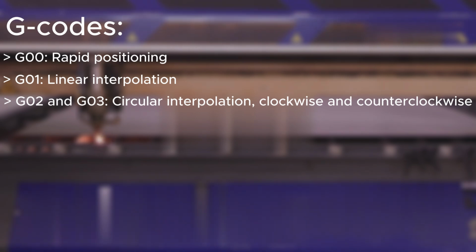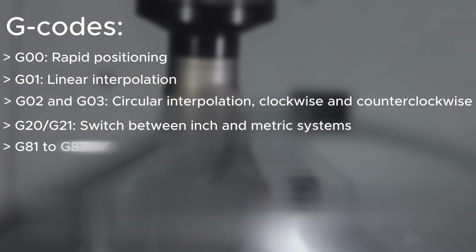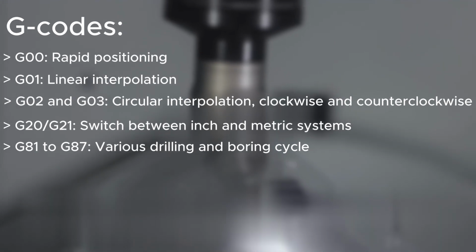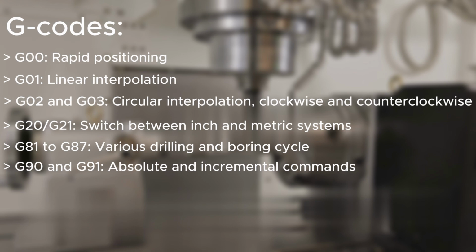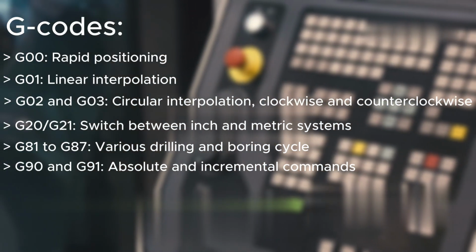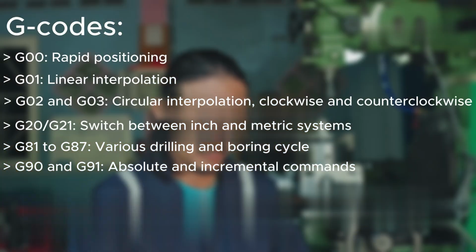Here are some commonly used G codes. G00, rapid positioning. G01, linear interpolation. G02 and G03, circular interpolation, clockwise and counterclockwise. G20, G21, switch between inch and metric systems. G81 to G87, various drilling and boring cycles. G90 and G91, absolute and incremental commands. These codes control how the tool moves and interacts with the workpiece.